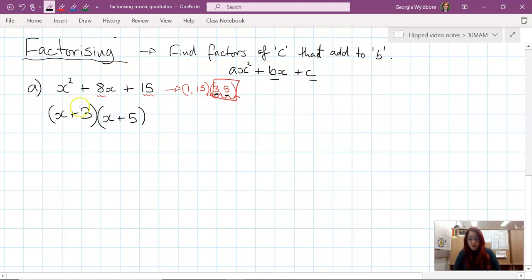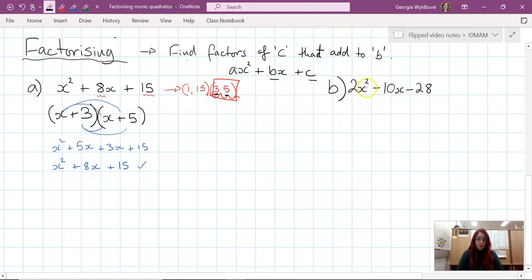If we want to check that we've got the right thing, we would re-expand. So we would do our FOIL: x times x, x squared, x times 5, 5x, 3 times x, 3x, 3 times 5, 15. And then we'd simplify that. 5x plus 3x is 8x plus 15. We get back to the original equation.